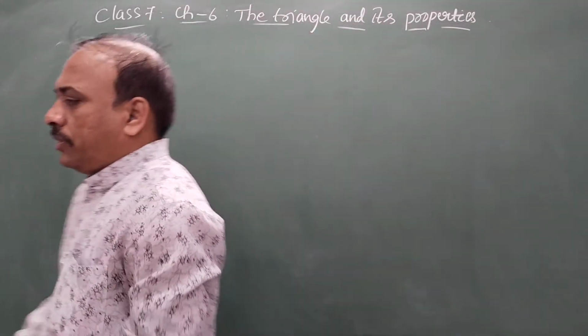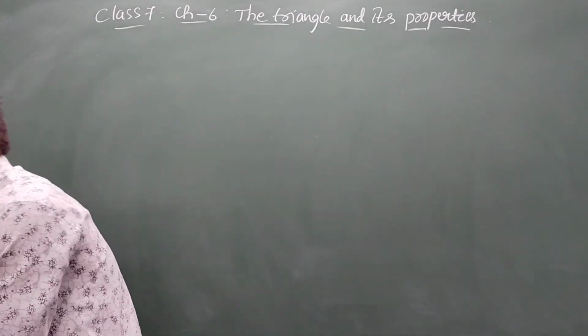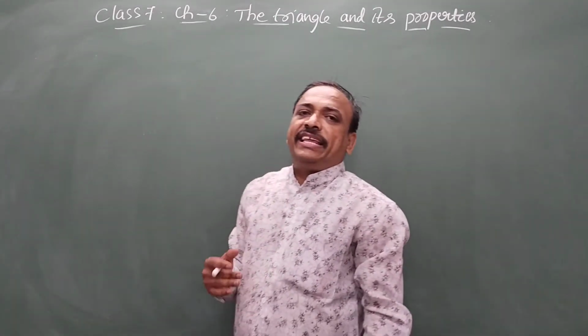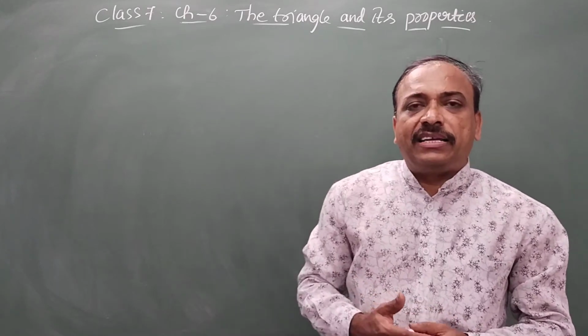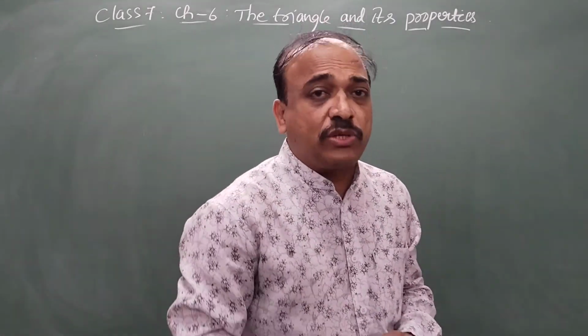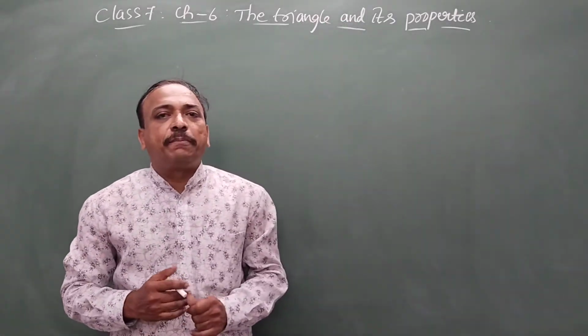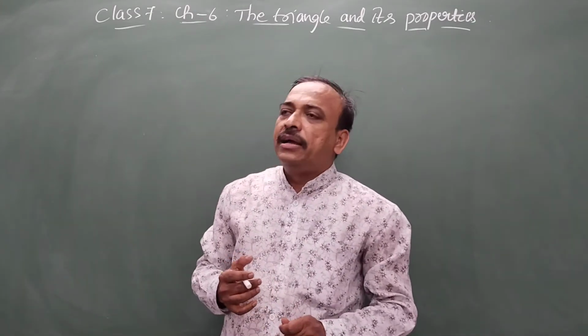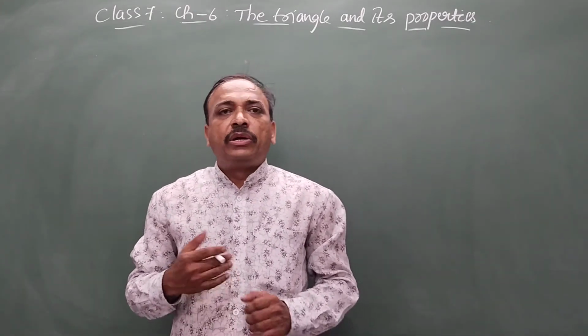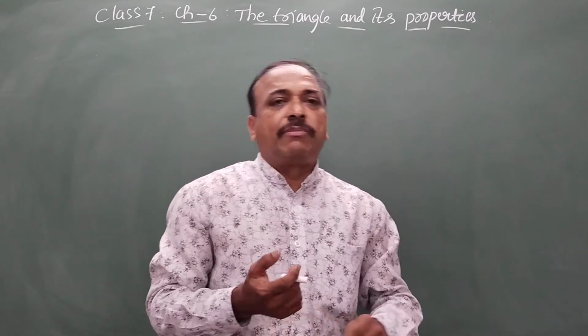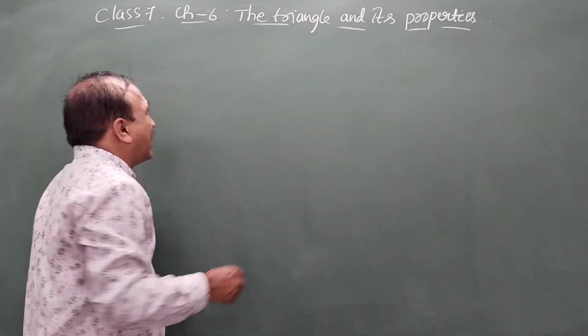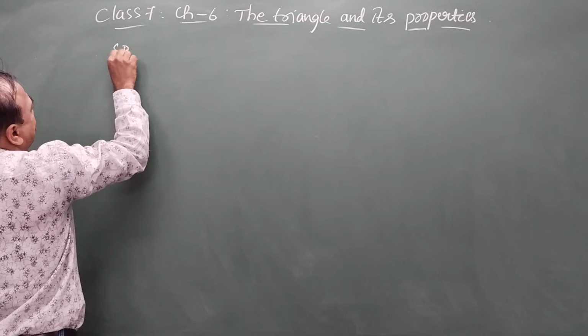Students, in the previous session we discussed the interior angles. The sum of the three angles in a triangle is 180 degrees, which is also known as the angle sum property. Today we are going to discuss some special triangles.